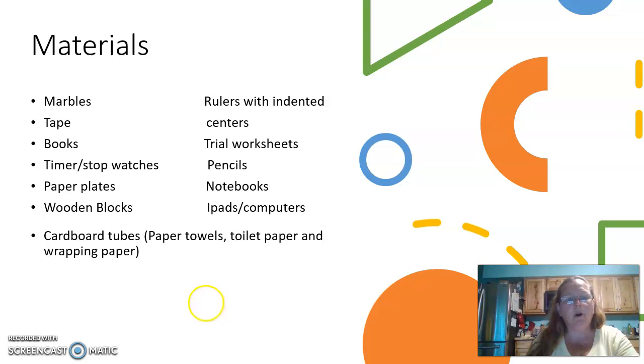Materials needed: marbles, tape, books, timer or stopwatches, paper plates, wooden blocks, cardboard tubes from toilet paper rolls, paper towels, wrapping paper, rulers with indented centers, trial worksheets, pencils, notebooks, and iPads or computers, one for each group.